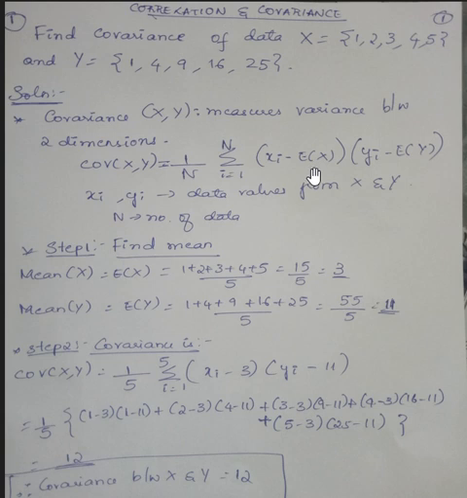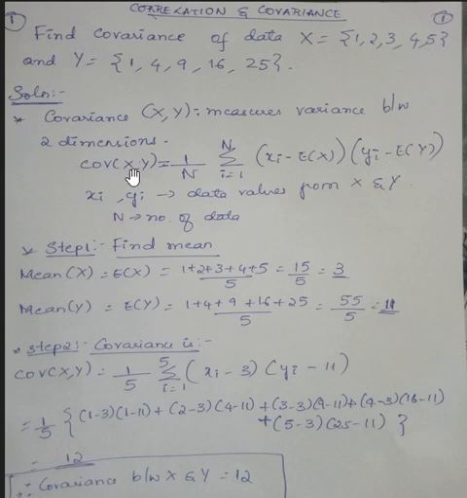So first step is we have to find the mean because we have to find E of x and E of y. So how do you find the mean? Mean of x is nothing but E of x, so just add all of this and divide by the number of variables. So 1 plus 2 plus 3 plus 4 plus 5 divided by 5, you get the mean of x as 3. Next, mean of y, that is E of y, is again add all of this: 1 plus 4 plus 9 plus 16 plus 25 divided by 5, you get the mean of y as 11. So now you have calculated E of x and E of y.